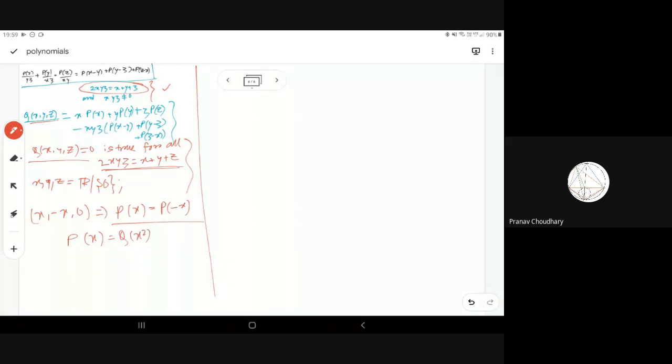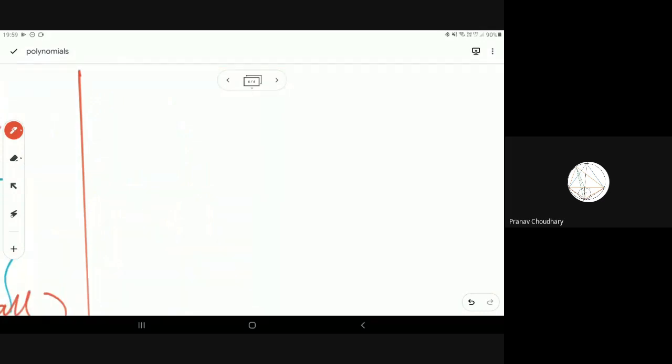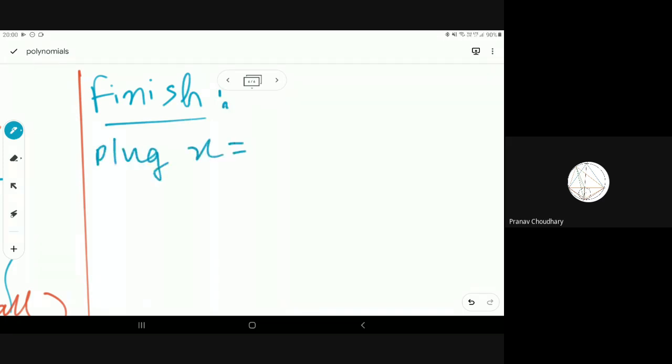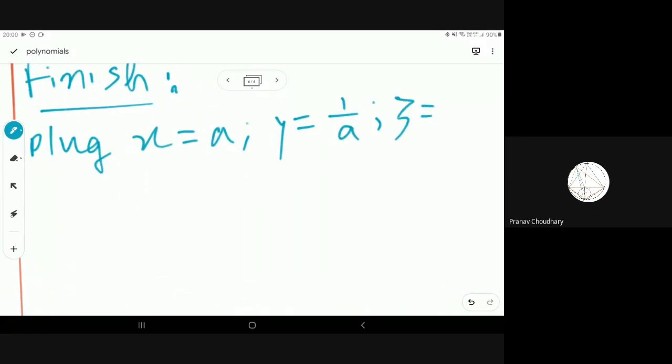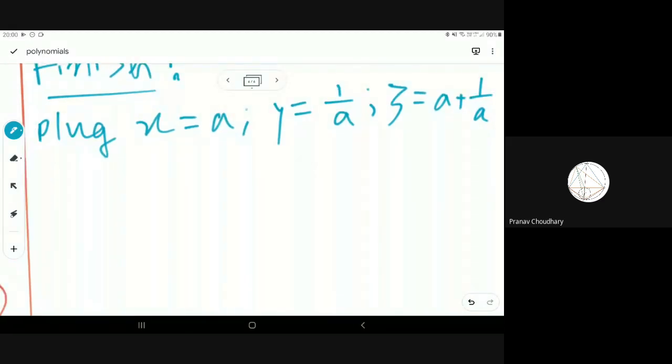So there are a few ways in which you can do it. I'll just show you one way. From here on there are a lot of finishes. One finish includes, say, this is a finish, plug x equals a, y equals 1 by a, and z equals a plus 1 by a. Yeah, right. And basically from here, maybe you could all kind of guess the solution as well, right?